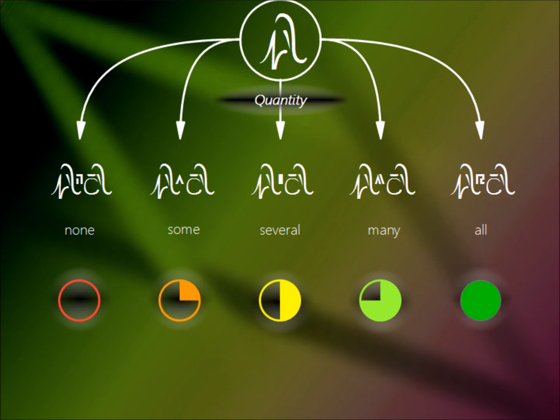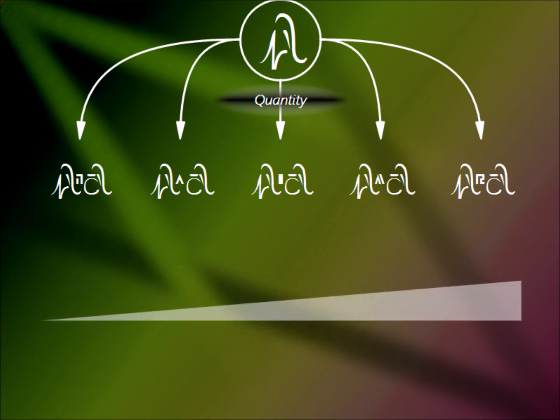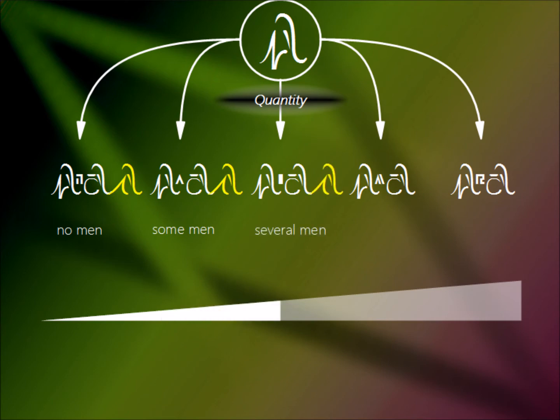These again can be combined with other words. Let's use the word ma for male as an example again. Ka'arama means no men, ka'airama means some men, a few men, ka'erama means several men, ka'irama means many men, a lot of men, and ka'orama means the total amount of men, or all men.